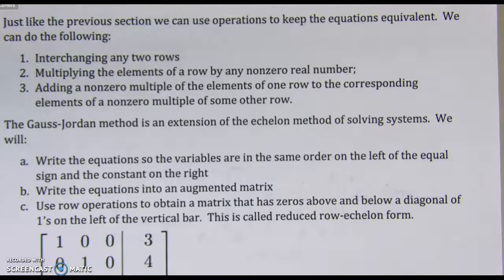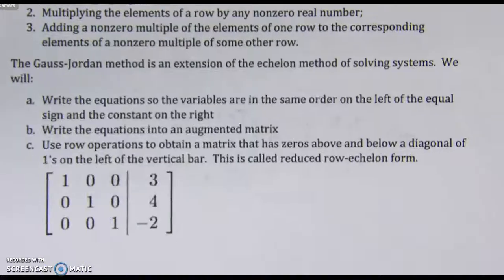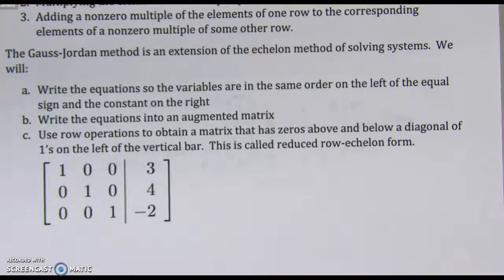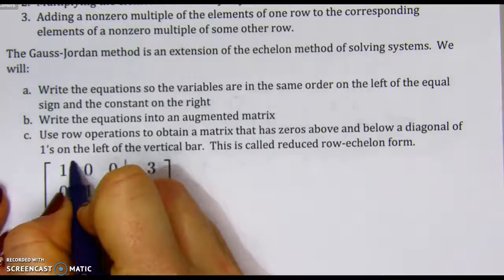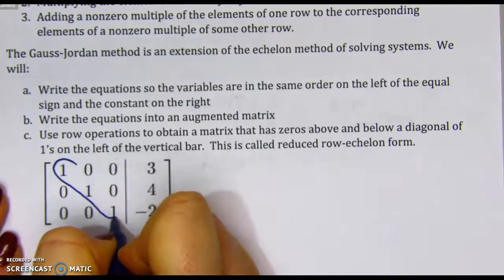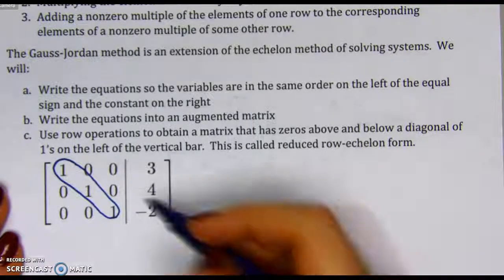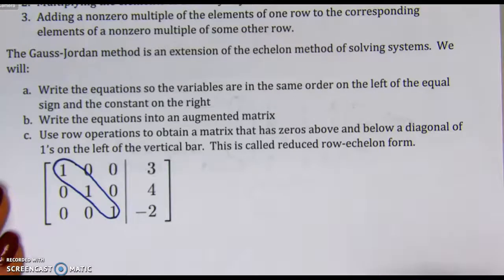So what we're going to do is write the equation so the variables are in the same order on the left of the equal sign with the constant on the right, so that we're able to write an augmented matrix. The key here, though, is to use row operations to obtain a matrix that has zeros above and below a diagonal of ones on the left of the vertical bar. We call this reduced row echelon form. So all of these in our diagonal are ones, and everything else is a zero, with just numbers here on the right.